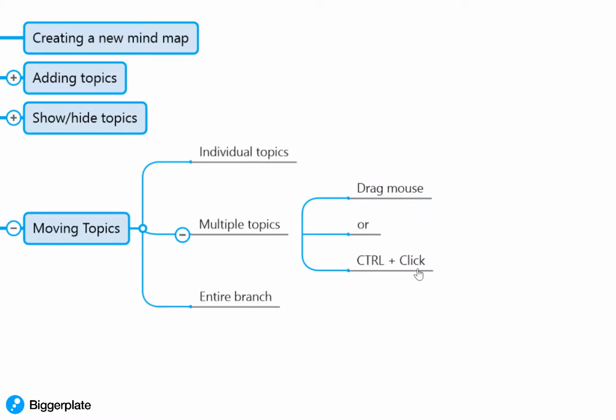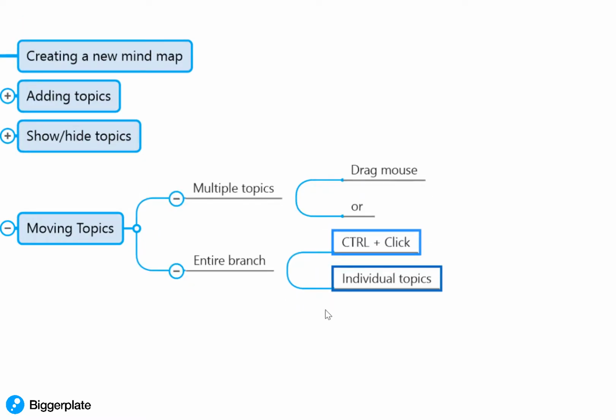If I undo that, I can also do control and click. So I can use the control key on my keyboard to select multiple topics individually. This can be particularly useful when topics aren't naturally near each other, which would enable you to use the drag. So for example, I could control and click these two topics that aren't really next to each other, and I can just move them both down to here nice and easily.